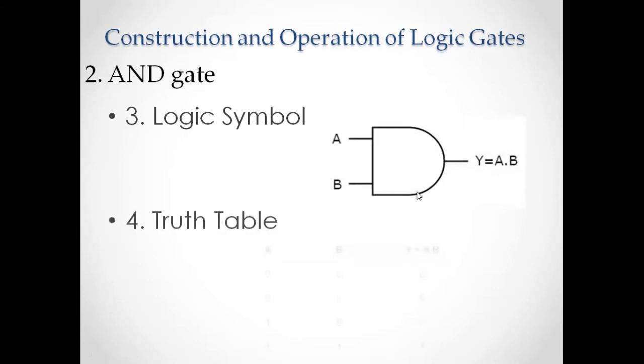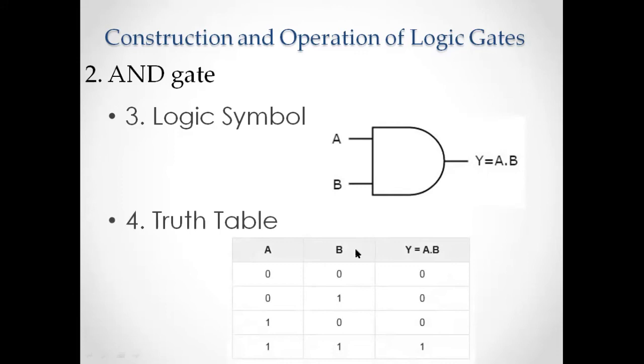And the truth table is: A and B are the inputs and Y is the output. This truth table pertains to a 2-input AND gate. You can have more inputs. Suppose you have another input C, then the output will be Y equal to A and B and C.